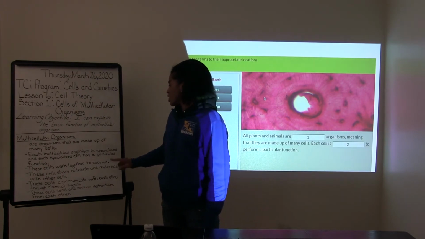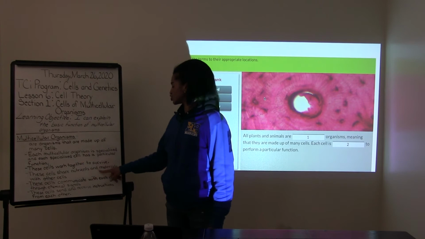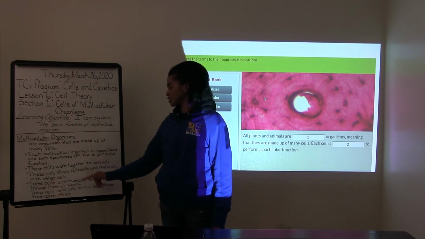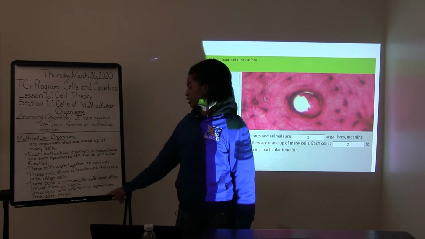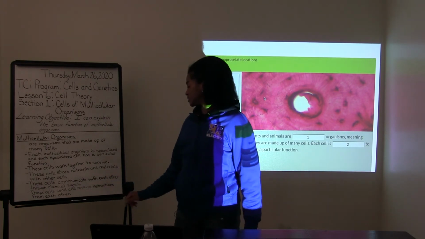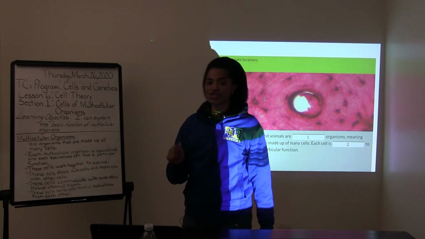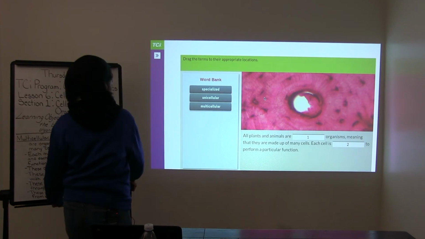All right, these cells work together to survive. These cells share nutrients and materials with other cells. These cells communicate with each other through chemical signals, and these cells send and receive instructions from each other. All right, let's check and see what we understand.